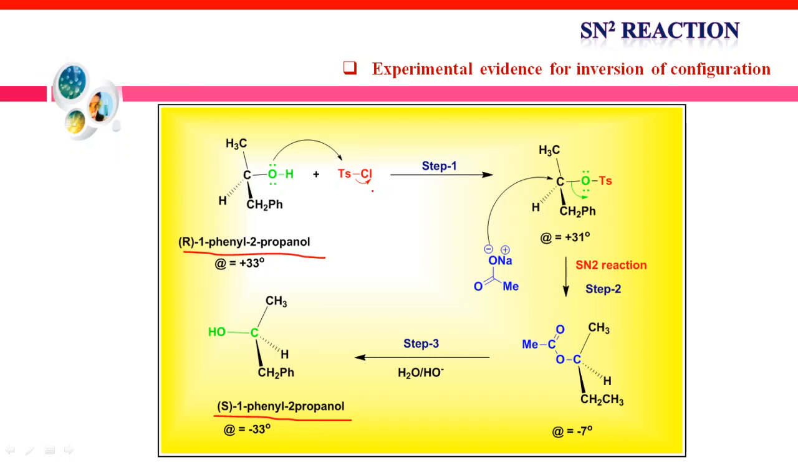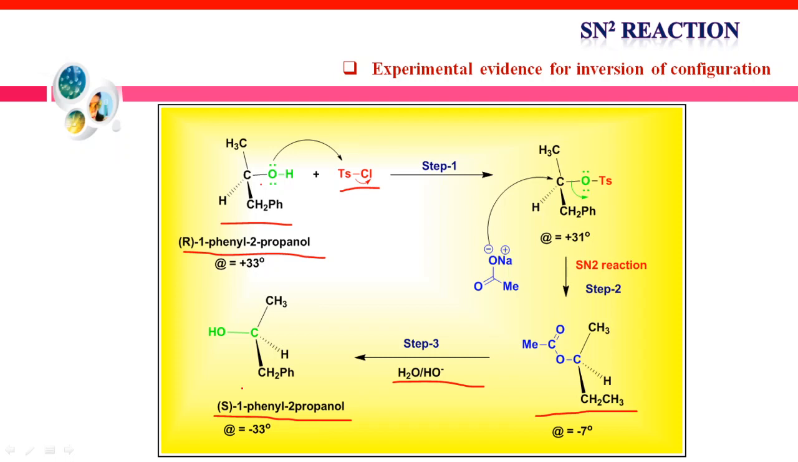In the first step, the alcohol reacts with tosyl chloride, the para-toluenesulfonyl chloride, to give tosylate. In the second step, this tosylate reacts with acetate, this is the SN2 reaction, to give the acetate product, and this acetate on hydrolysis gives the product alcohol, which is the enantiomer of the reactant. The reactant and product have equal and opposite sign of optical rotation.